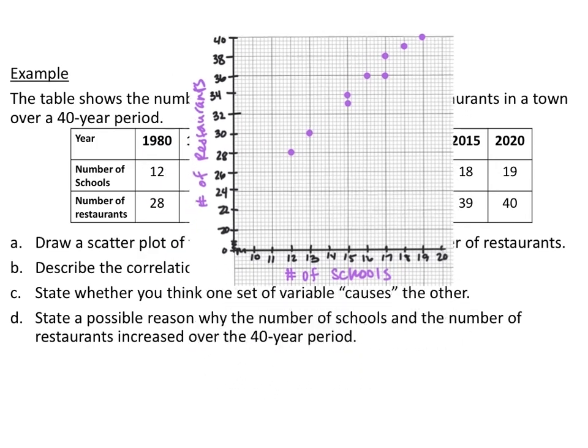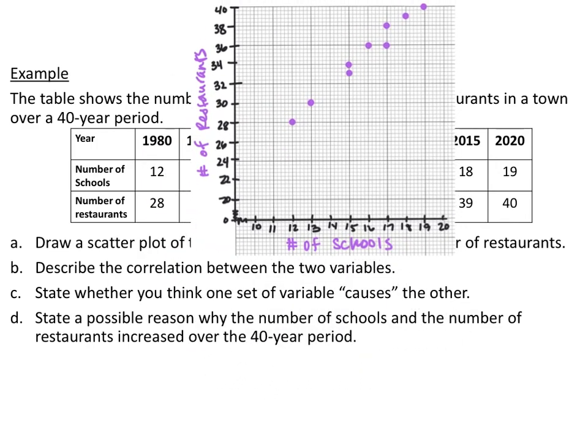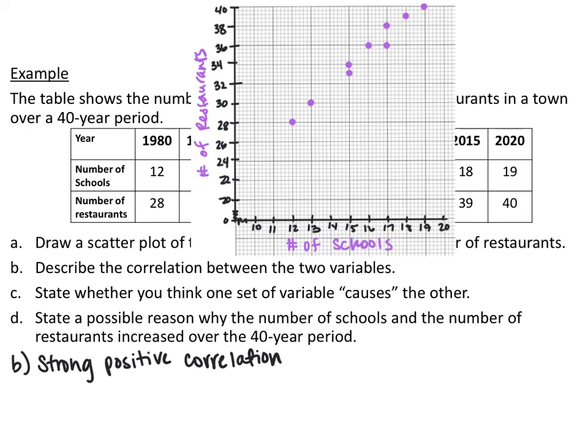So if you haven't already done so, go ahead and pause the video and answer the rest of the questions. So describe the correlation, state whether you think one causes the other, and then state possible reasons for the increase. So for the correlation, there's definitely a strong positive correlation between the two. As the number of schools increases, the number of restaurants increases at a pretty steady rate. Whether or not one causes the other, I don't think that the number of schools increasing directly causes the number of restaurants to increase. I've never heard somebody say, oh, I'm going to build a new restaurant because they built a new school. There are probably other reasons why they both increased.